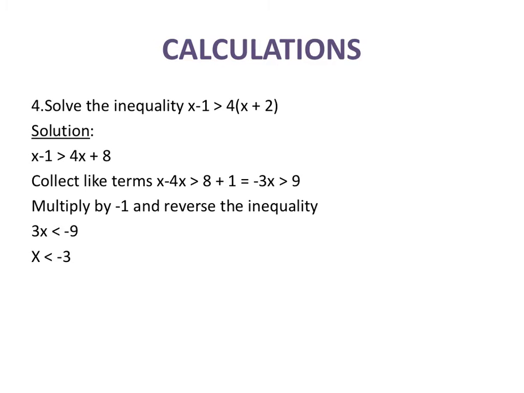Collect like terms together. x minus 4x is greater than 8 plus 1. Here, minus 3x is greater than 9. Multiply by minus 1 and reverse the inequality. 3x is less than minus 9, which implies that x is less than minus 3.